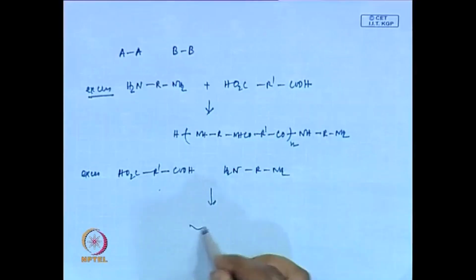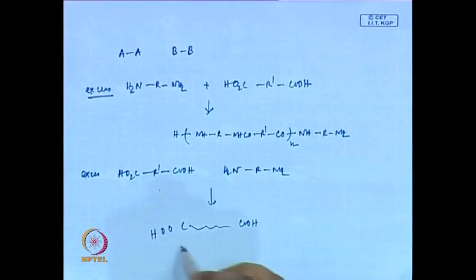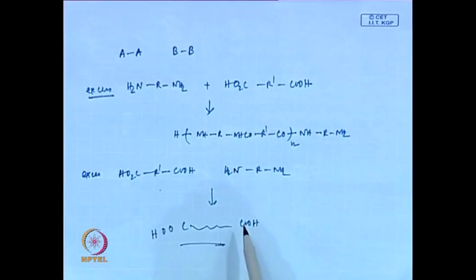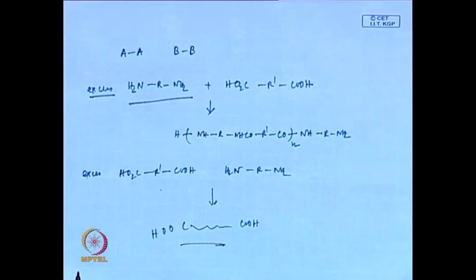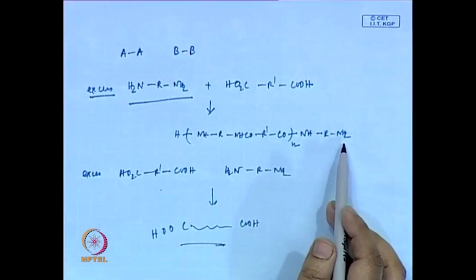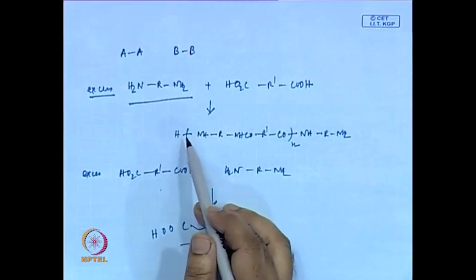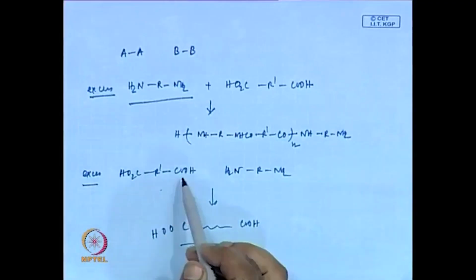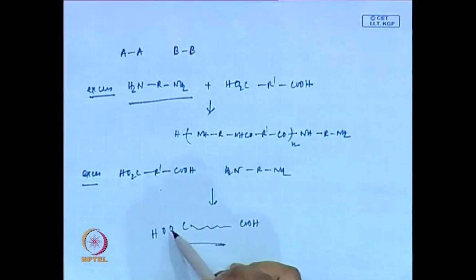You will end up in something where both sides have the same group. So, if you have the diamine in excess quantity, then you will end up in a polymeric or oligomeric chain where both sides are capped with amine groups. If you have excess dicarboxylic acid, then you will end up in the polymeric or oligomeric chain having carboxylic acids at both the ends.